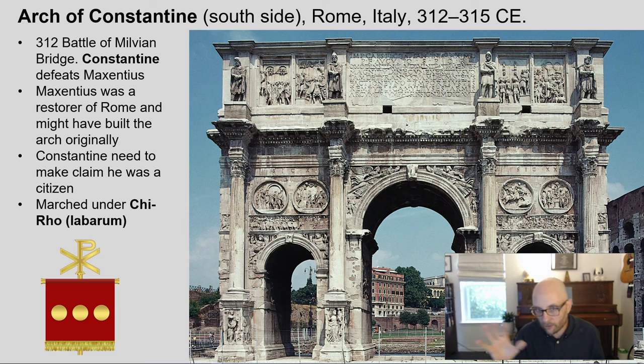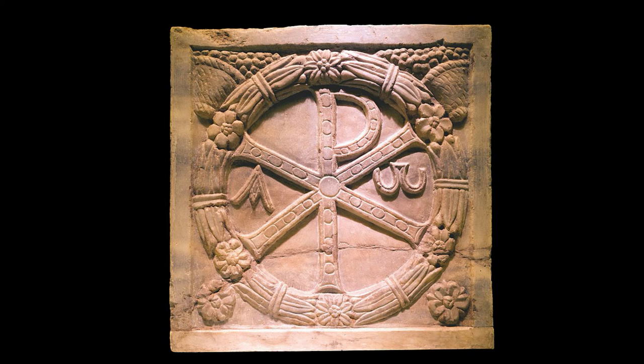Constantine claimed that he had a dream, and that his soldiers fought under the symbol of Christ. Now, I've seen this interpreted as a cross, but it's also just as likely, and in fact, I think more likely, that what he's referring to is this symbol down here on the left. This is sometimes known as the labarum, but I will call it the chi-rho. These are Greek letters. These are the first two letters of Christ's name, and they were common symbols.